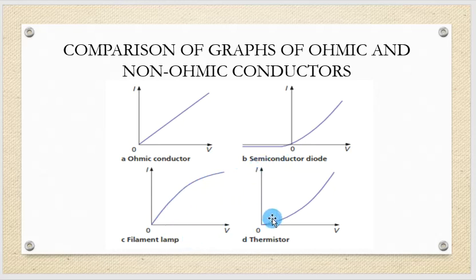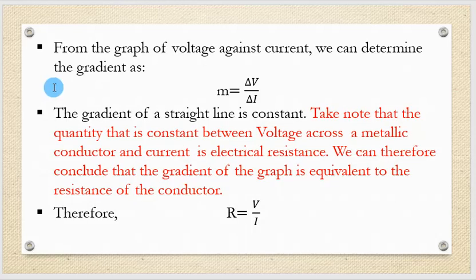A thermistor also doesn't give us a straight line. So you can see there is no proper direct proportionality between the current through a thermistor and the voltage across it. So you should be able to differentiate when graphs are given to you as A, B, C, D in multiple choice questions. You should be able to identify which graph is representing an ohmic conductor or which one is representing a non-ohmic conductor.